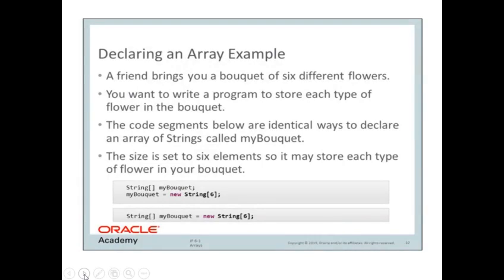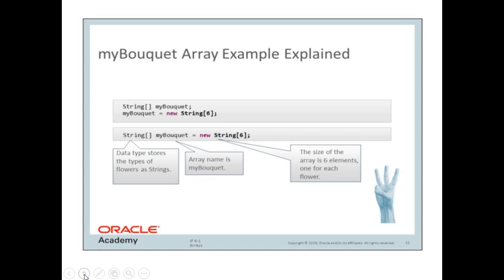Declaring an array example. A friend brings you a bouquet of 6 different flowers. You want to write a program to store each type of flower in the bouquet. The code segments below are identical ways to declare an array of strings called myBouquet. The size is set to 6 elements, so it may store each type of flower in your bouquet. The data type stores the types of flowers as strings. The array name is myBouquet, and the size of the array is 6 elements, one for each flower.